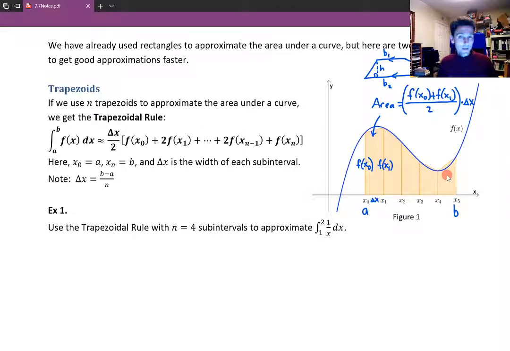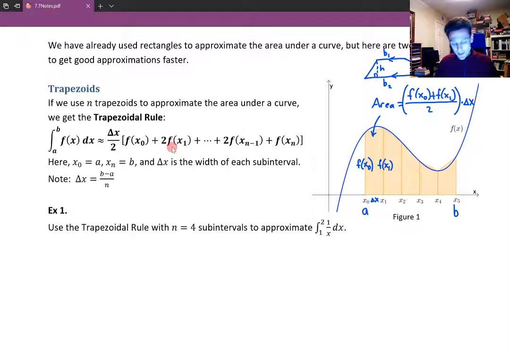And when you combine like terms, notice that the f of x sub 1 is used for both the first trapezoid and the second trapezoid, so it's used twice. So you're going to have 2 f of x sub 1. Same thing with f of x sub 2, and f of x sub 3, and f of x sub 4. All of those are going to have 2's in front of them because they're used twice by two trapezoids. Only f of x sub 0 and f of x sub 5 are going to be used once, just for the first and the last trapezoid.